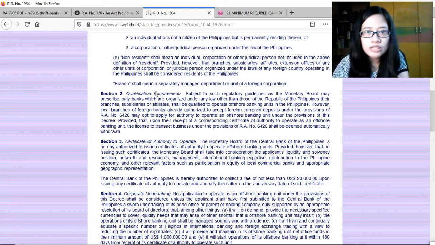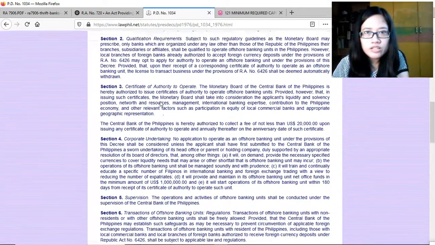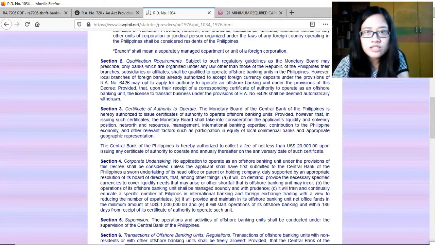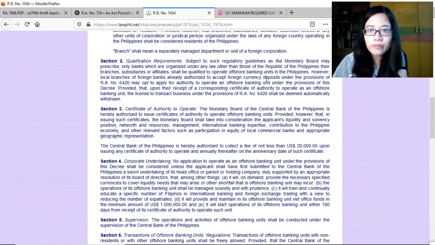Branch shall mean a separately managed department or unit of a foreign corporation. Qualification requirements, subject to regulatory guidelines as the Monetary Board may prescribe: only banks which are organized under any law other than those of the Republic of the Philippines, their branches, subsidiaries, or affiliates shall be qualified to operate offshore banking units in the Philippines. However, local branches of foreign banks already authorized to accept foreign currency deposits under the provisions of RA number 6426 may opt to apply for authority to operate an offshore banking unit under the provisions of this decree. Okay, might have to check that.